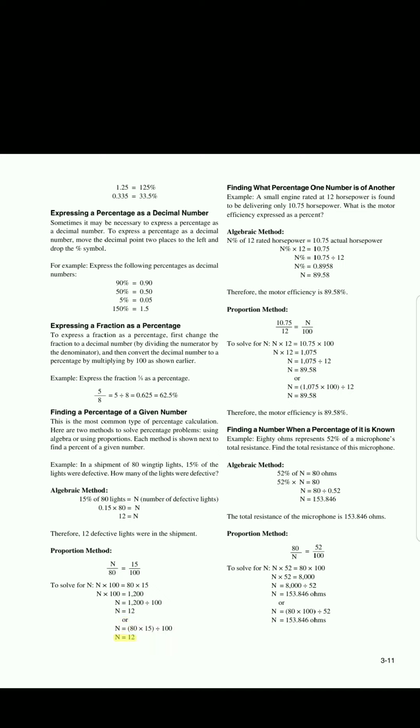n equals 12. Finding what percentage one number is of another. Example. A small engine rated at 12 horsepower is found to be delivering only 10.75 horsepower. What is the motor efficiency expressed as a percent?